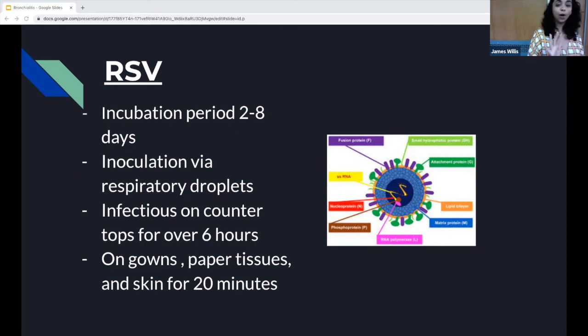Virtually all people by the age of 2 have been infected with RSV, and a previous infection of RSV actually doesn't protect you against reinfection. If you are reinfected in the same season, the symptoms are generally milder.